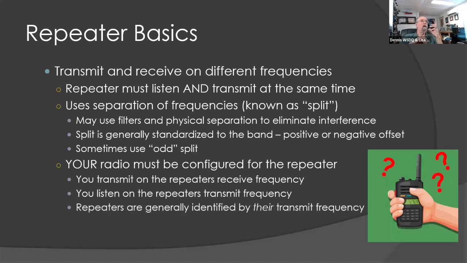For instance, we've got two repeaters here in Indian Wells Valley. One we refer to as the 147 repeater. That's the frequency on which it transmits, the frequency we're going to listen to, 147.000. That's the 147 repeater.